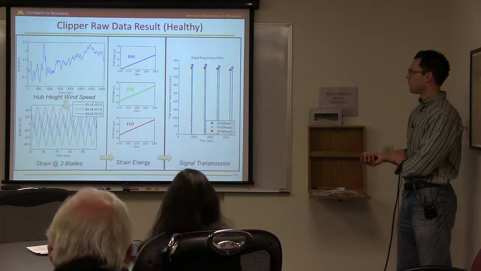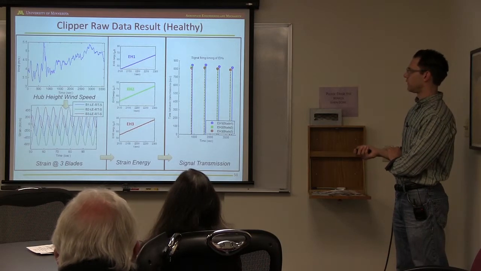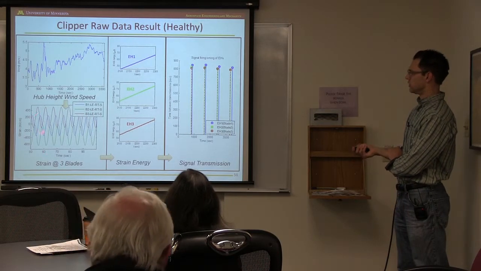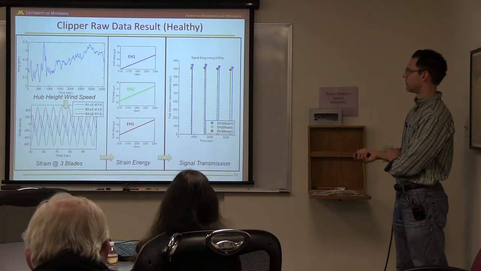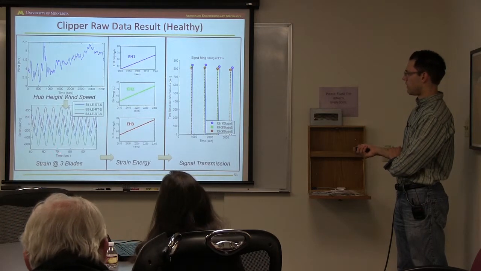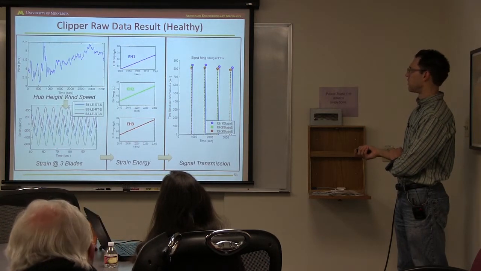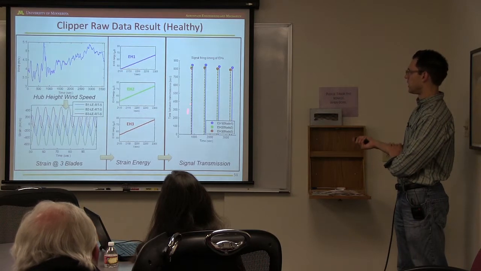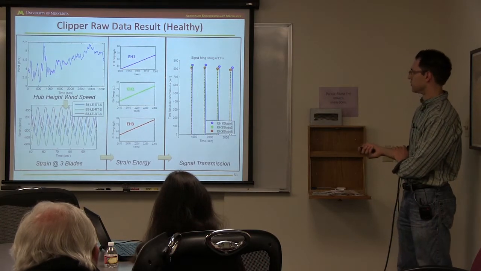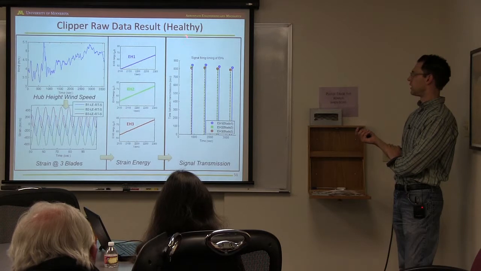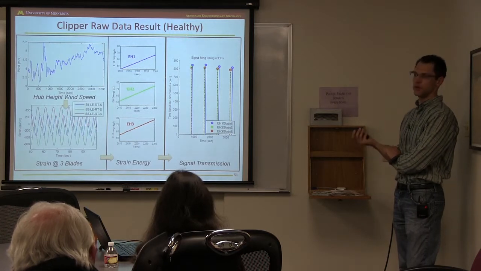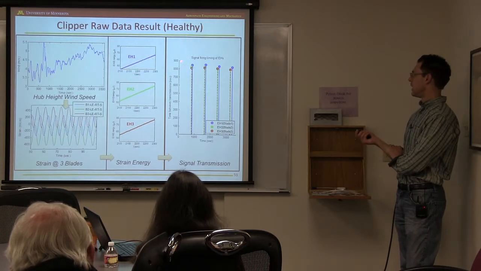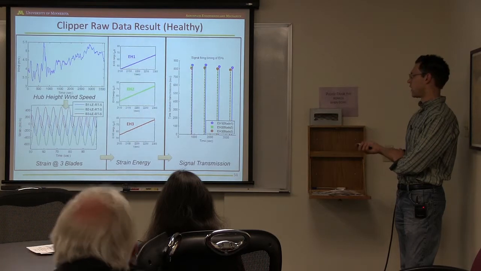Okay. So what we've done is, as I've mentioned, we've taken some of the data off the Clipper turbine, which is, here's sort of the raw strain gauge data from the 3 blades. We do have a model for how that maps to the accumulated energy. And then once you have the accumulated energy, you can map that to signal transmissions. And this is supposed to represent presumably healthy blades. If this is raw data, the blades presumably haven't been broken yet, and all the timings look roughly the same.